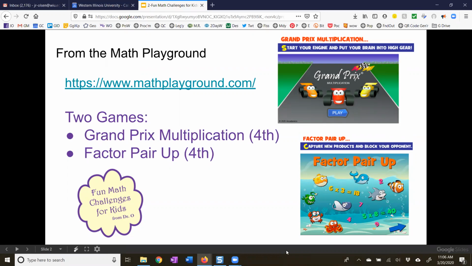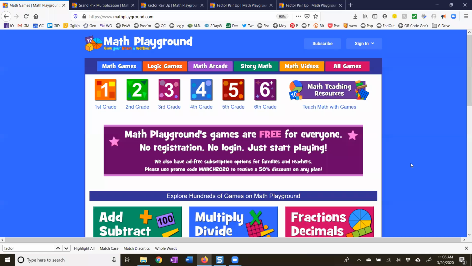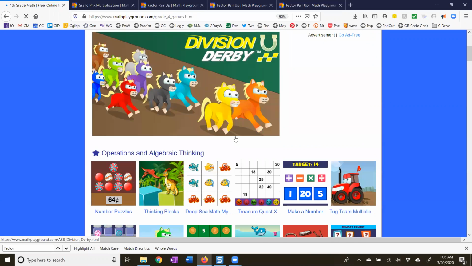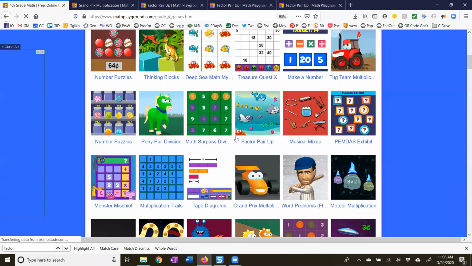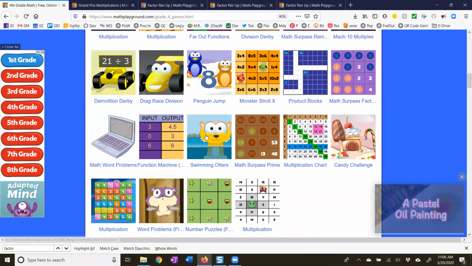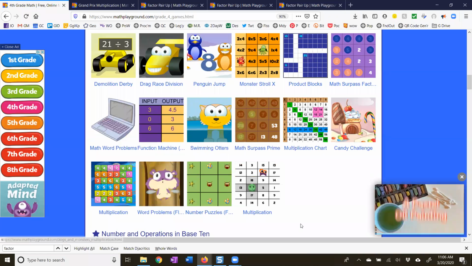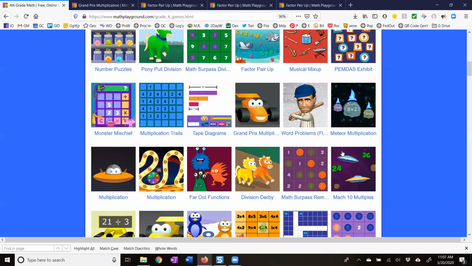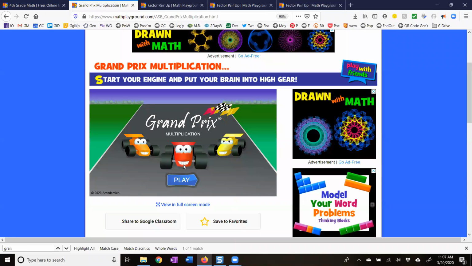So let's look at the Grand Prix multiplication. Here I am at mathplayground.com, and I'm going to hit 4th grade. And I'm going to come down to the Grand Prix multiplication. And you might have to even do a find in page. Here it is, Grand Prix multiplication. And you'll be taken to a page like this.